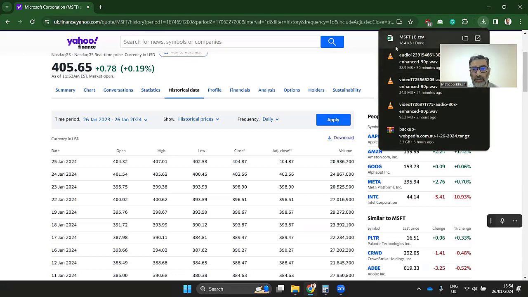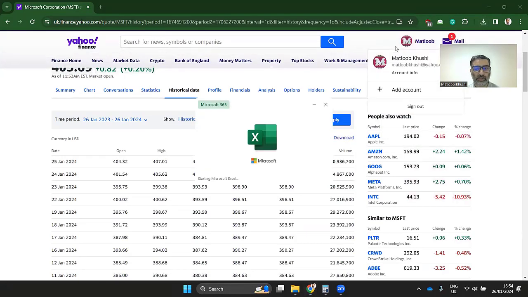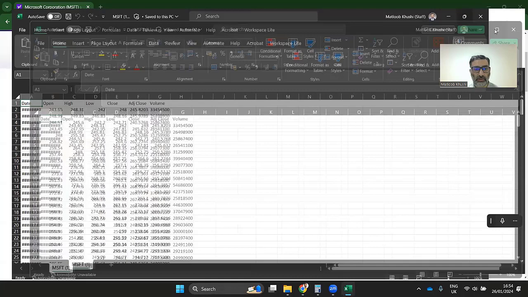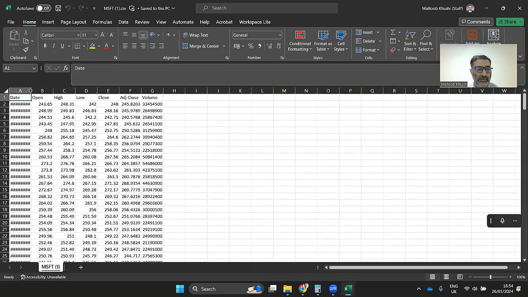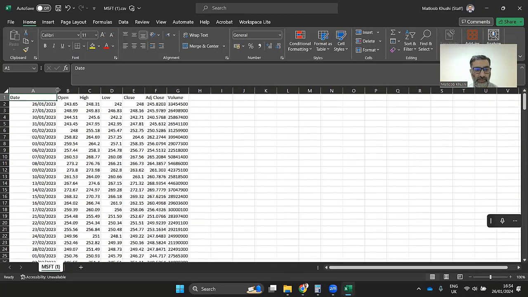So you will have a CSV file on your system. Just open it up in Microsoft Excel. For this illustration purpose, I'm using Microsoft Excel, but you can use Python or any of your other programming languages. So we want to just learn basic concepts. How can we label the data?